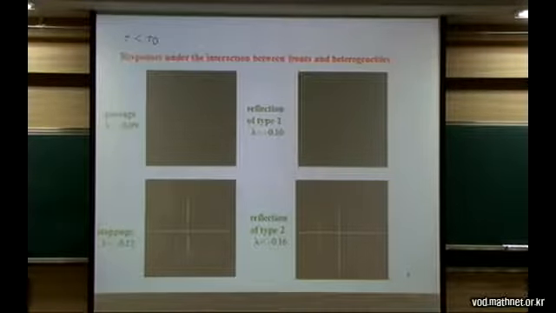So finally, we decrease lambda more. Say lambda equals minus 0.16. In this case, the traveling front reflects to the left-hand side without entering this positive region.